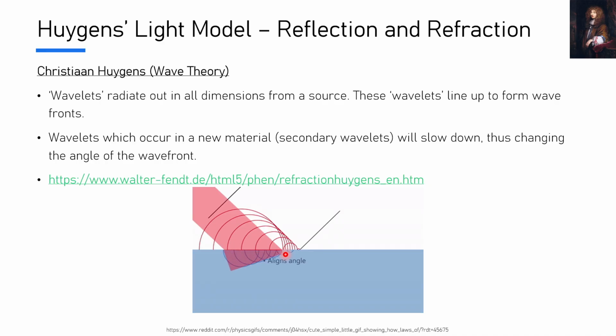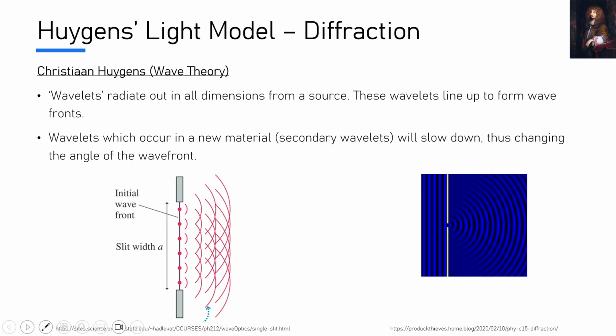And this kind of explanation is really good at explaining how reflection and refraction actually occurs, and better yet, is a really good way of explaining how reflection and refraction can occur at the boundary between two surfaces at the same time. Huygens' model also does a really good job of explaining diffraction.